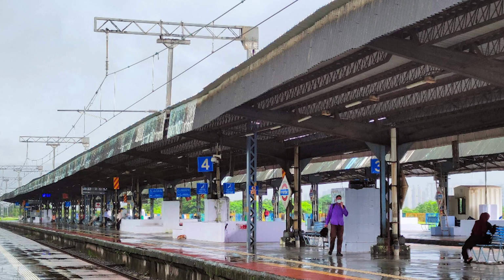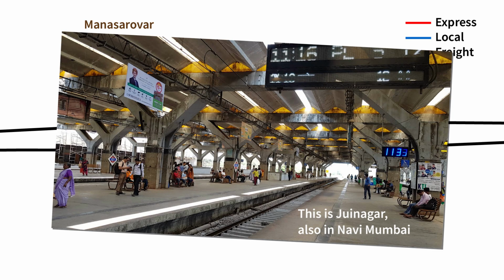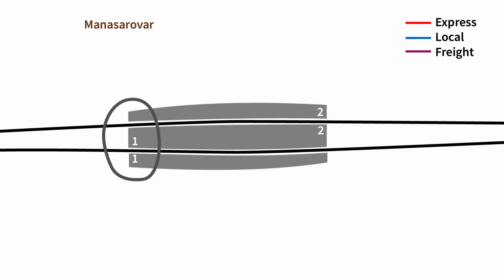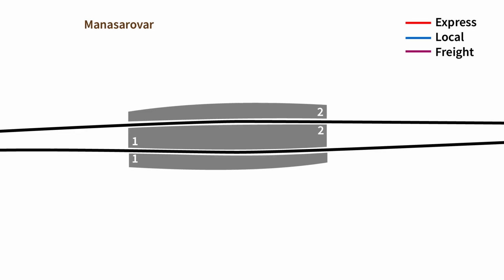Manasarovar is a station on the harbour line of the Mumbai suburban network located in Navi Mumbai. I am not spotlighting this station because it has some track layout complications. In fact, it's very simple. But I'm spotlighting this for the platform layout. You see, every station on the suburban network in Navi Mumbai was built with platforms on both sides of the track, and this is the simplest version of that arrangement. Commonly called Spanish solution platforms, this platform arrangement represents the most efficient station layout on a metro style service.